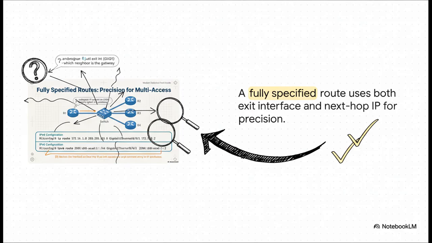Seriously. And that brings us to the fully specified route. So what if your router, R1, is connected to a switch that has a bunch of other routers plugged into it? If we just use the exit interface, R1 has no idea which of those neighbors is the correct one to forward the packet to. So by providing both the exit interface and the next hop IP, we completely eliminate any ambiguity. This gives us that absolute pinpoint precision we were talking about.